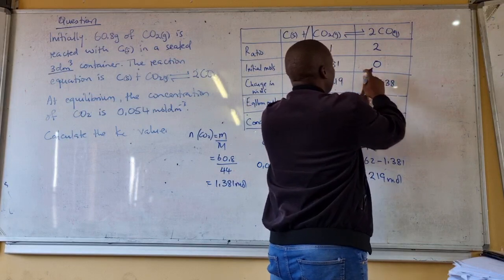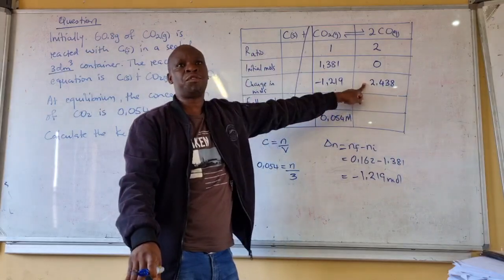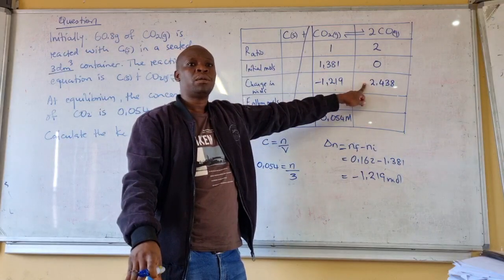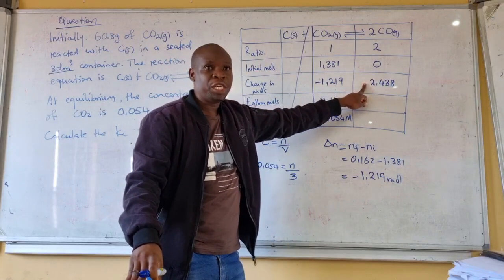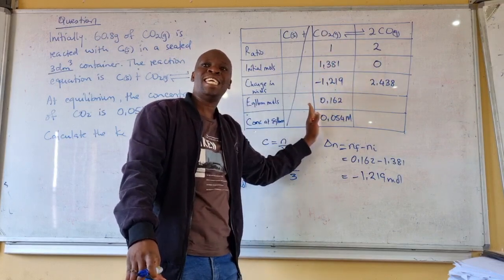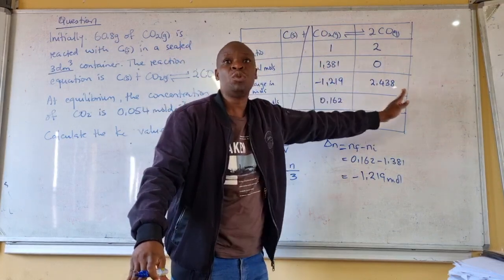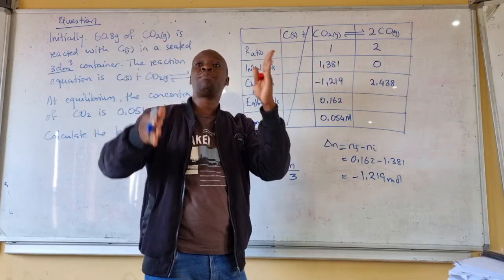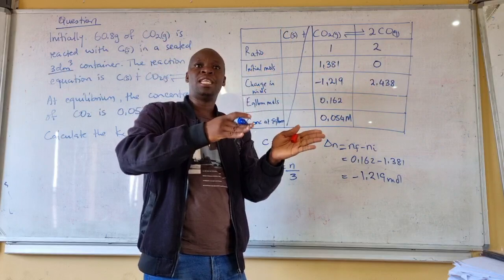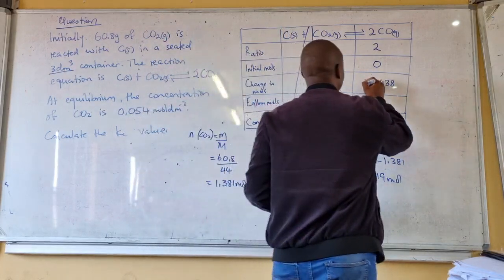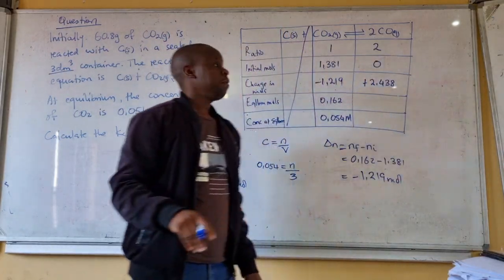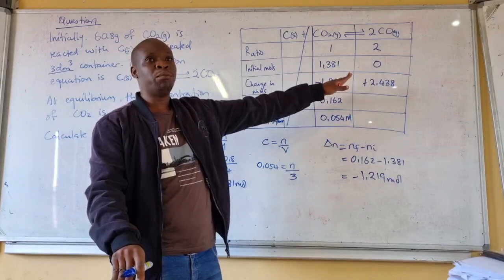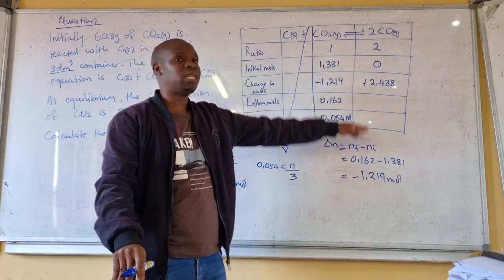2.438. Is it a positive or negative change? Positive change. If reactants change negatively, products will change positively. We cannot have both reactants and products changing negatively. So this is a positive change. We now have our change in the moles of carbon monoxide.